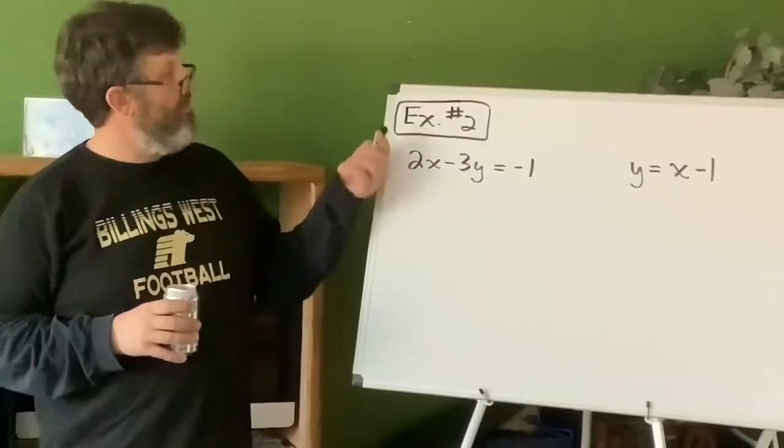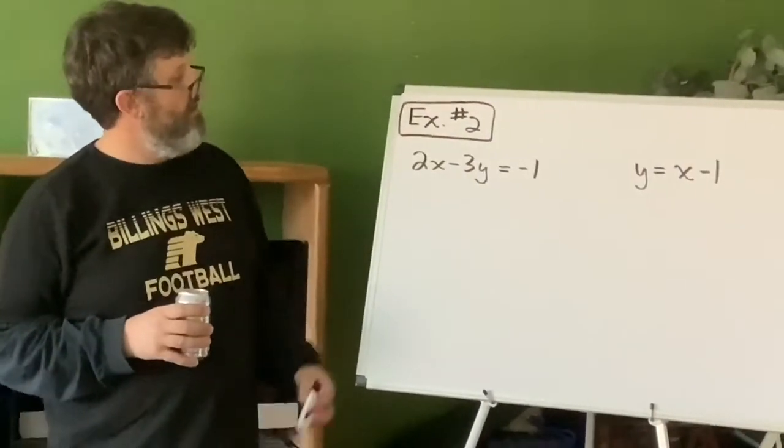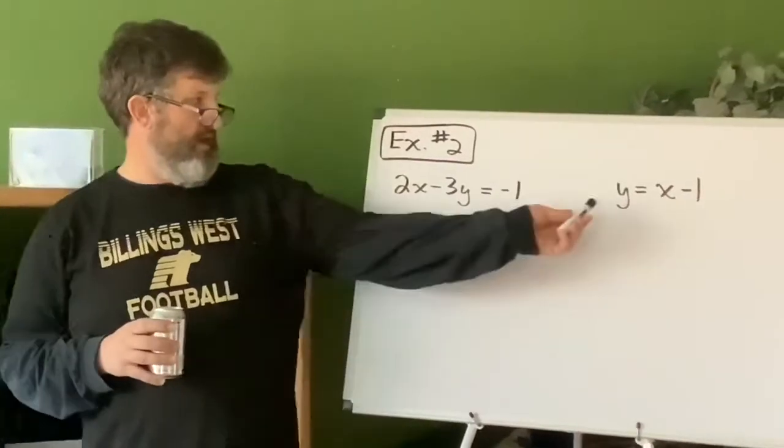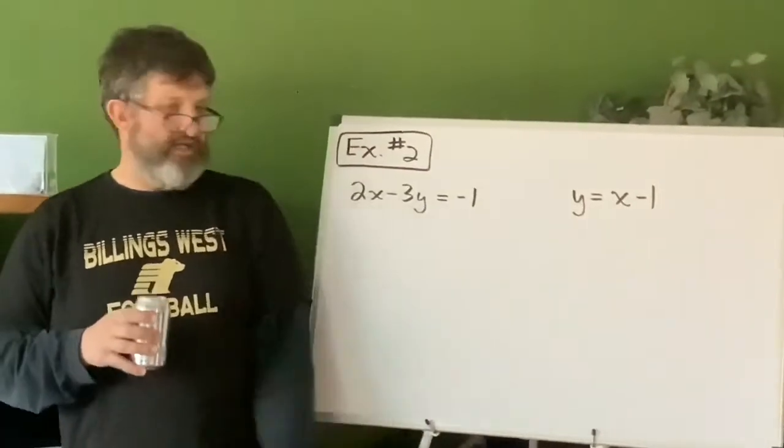All right, here we go. Example number 2. 2x minus 3y equals -1, and y equals x minus 1.